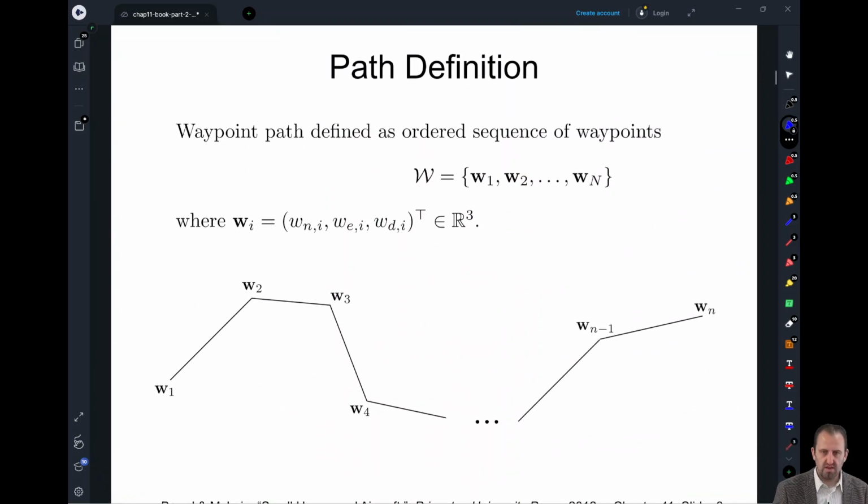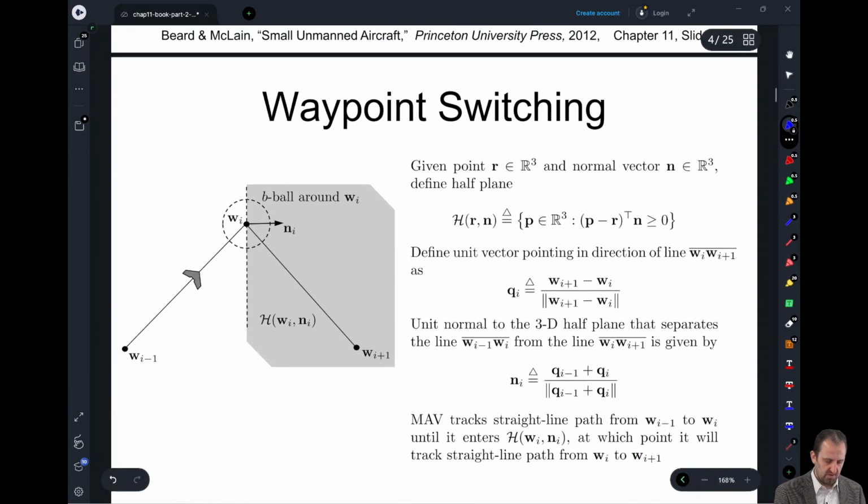So just as a refresher, we're given a series of waypoints, and these waypoints are defined as an ordered sequence of points. And you'll see here that we have a three-dimensional position, and the goal, like we've seen in previous lectures, is just to start at waypoint 1, move to waypoint 2, all the way until we get to the end at waypoint N. And so we've discussed a few different strategies.